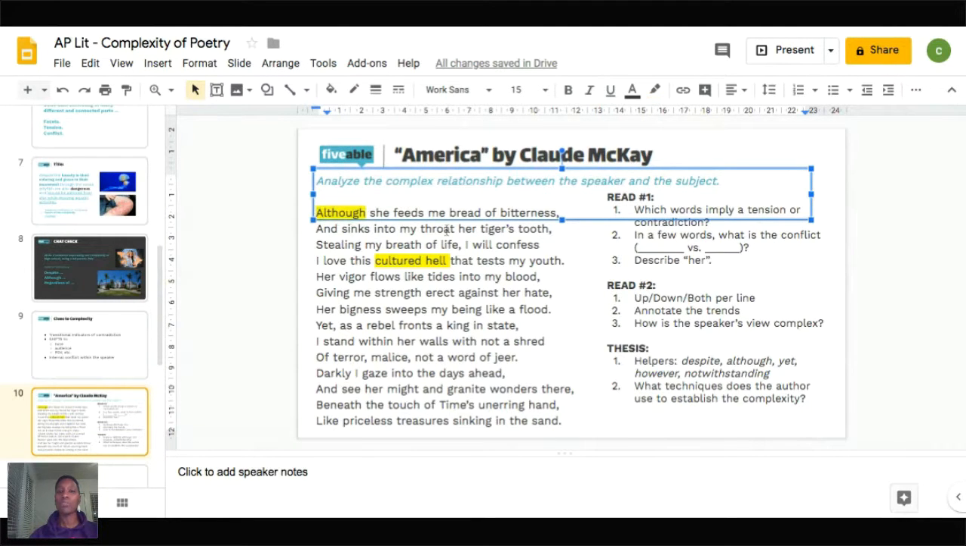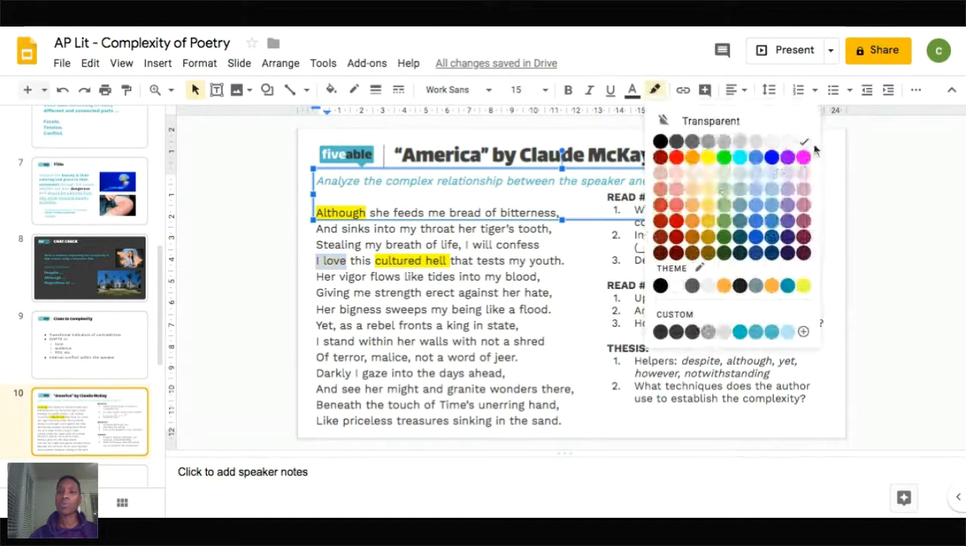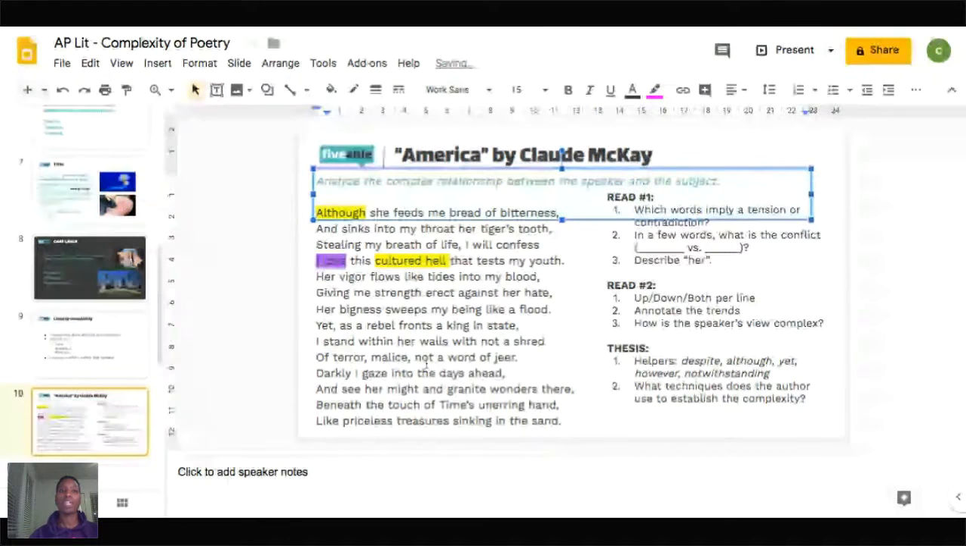So if we see someone is fed bitterness and has a tooth sunk into their throat, would we expect a negative or positive response to that? We would think that they would be pretty angry at that person, or the she, right? However, I love, and even in this one line, so what's the opposite of yellow? Purple. We'll use this bright pink. Even in this one line, "I love the cultured hell that tests my youth," right? And so this is a little unexpected, right? So that creates the tension that you love a hell that tests the youth.